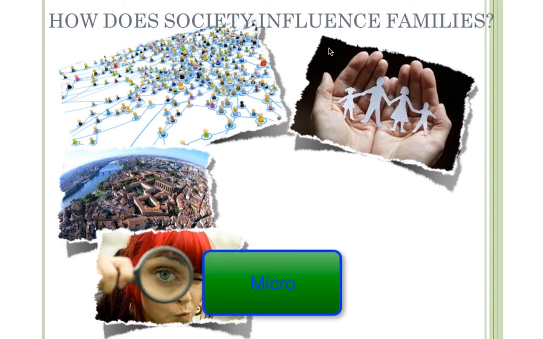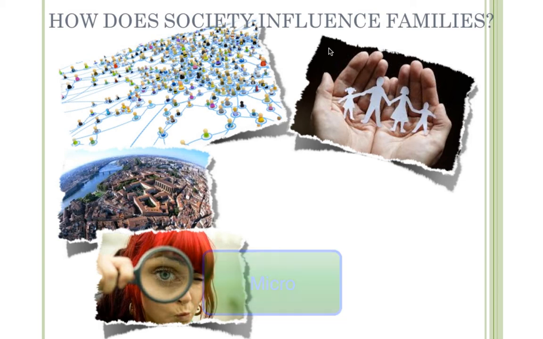Now, the micro, on the other hand, focuses on individuals in small groups. It emphasizes the relationships between individuals in these families. So it would look at the relationship between mom and dad and children, mom and son and daughter, dad and son and daughter, to look at those things a little more specifically. And we're going to look at both theories with both focuses.